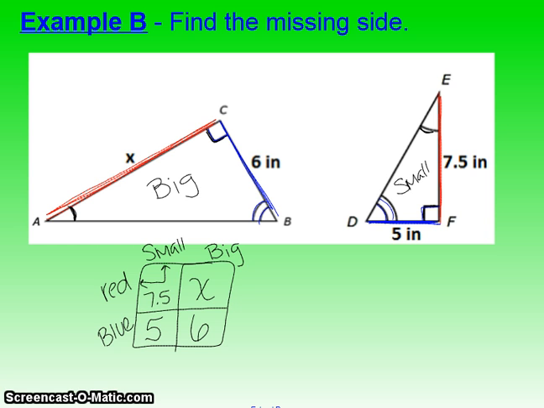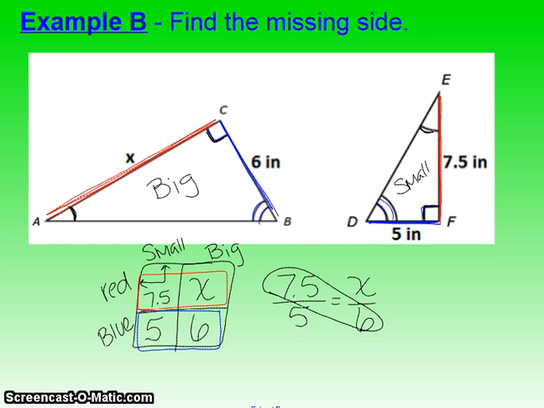So if I were to color code my proportions here, these go together because they are both red on my triangles, and these go together because they are both blue on my triangles. So let's go ahead and write our proportion off to the side. I have 7.5 over 5, and that's all equal to x over 6. And so in order for me to solve for x, I have to cross multiply 7.5 and 6.